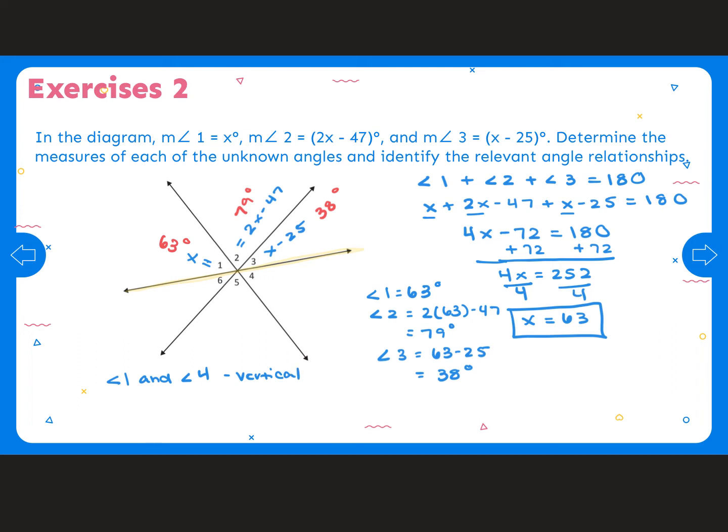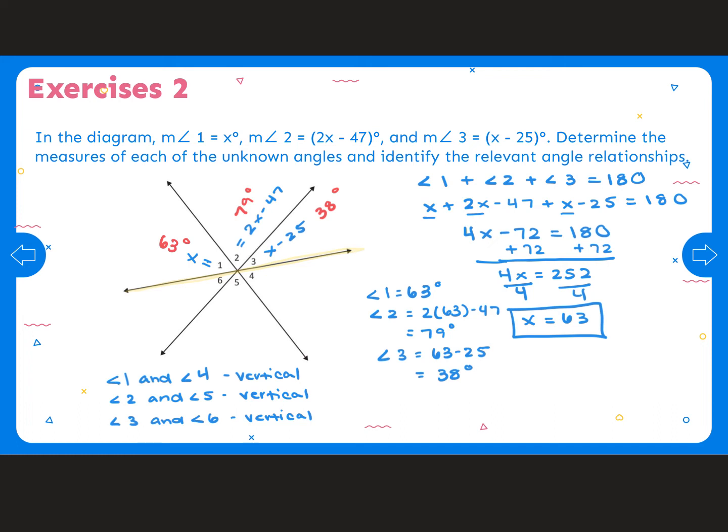I know that angle 2 and angle 5, and we can see that 3 and 6. All right. Now let's go ahead and look at these relationships.